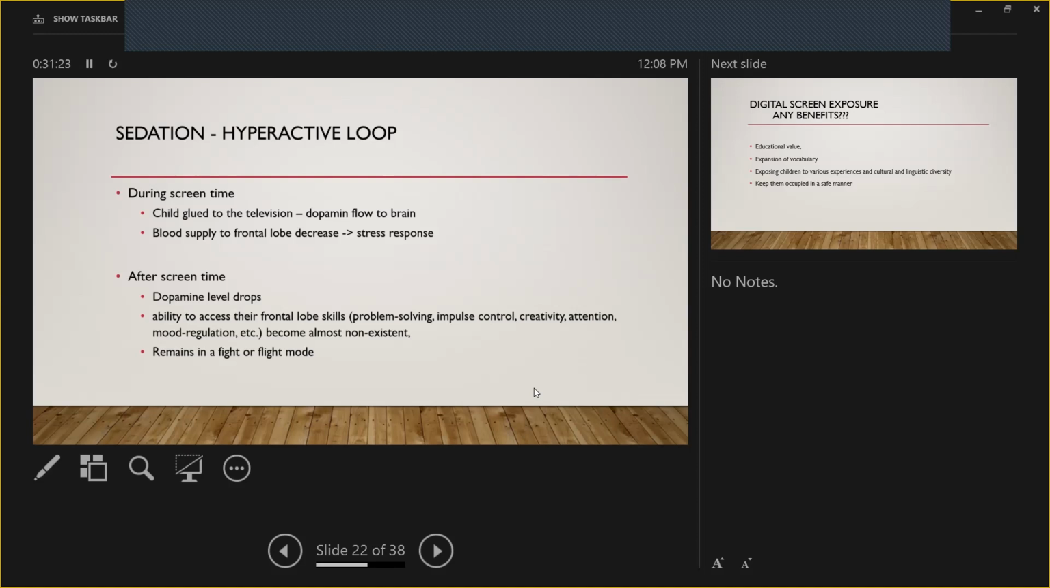So during the screen time, they are glued and sedated. As soon as you remove the screen, they become hyperactive, because they are either trying to fight or flight. That's the danger of this sedation hyperactive loop. I'm talking about the below 2-year age group. We are talking about children.